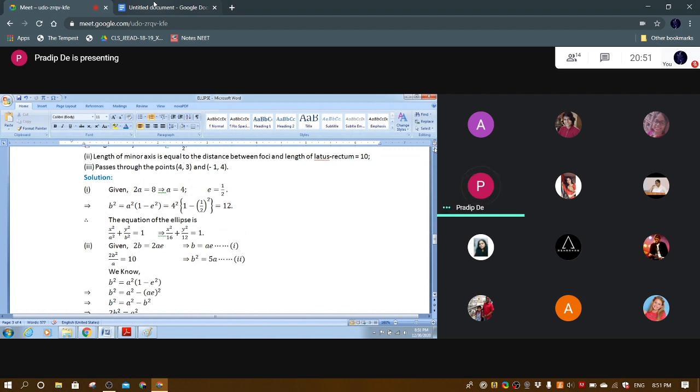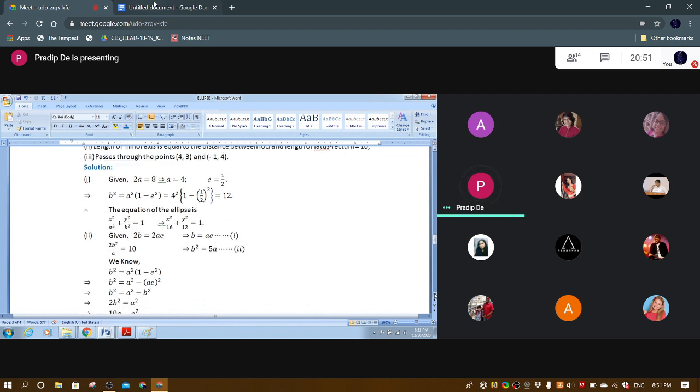So put x equal to 4, y equal to 3. In the standard equation, x square upon a square, that is 16 upon a square, plus y square upon b square, that is 9 upon b square. 16 upon a square plus 9 upon b square is equal to 1. Equation number 1. Similarly, substitute x equal to minus 1 and y equal to 4. We get 1 upon a square plus 16 upon b square is equal to 1. Equation number 2. From these two equations, find out a square and b square. And tell me.